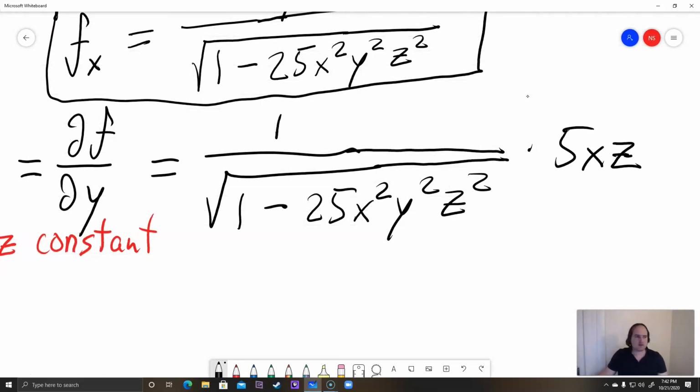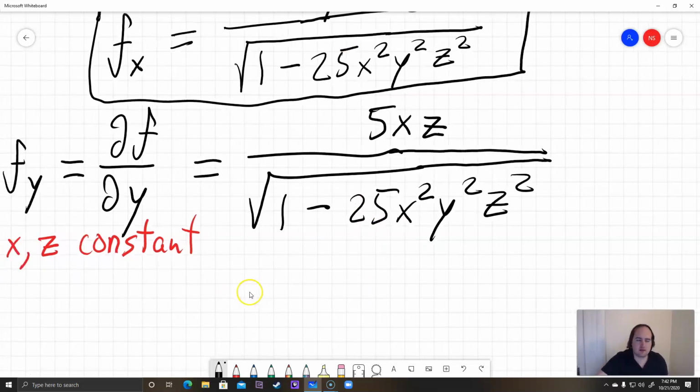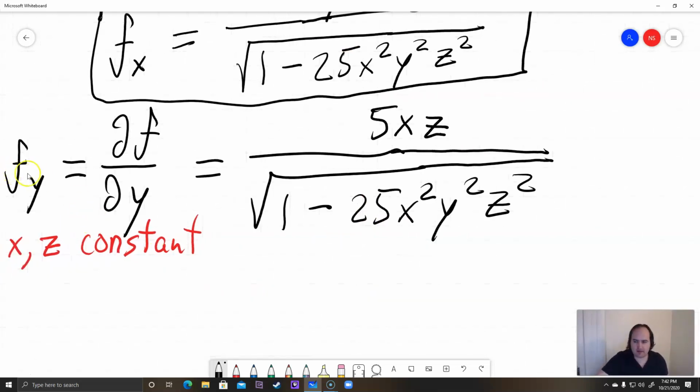And then to write our answer the way they do in my math lab, we're going to go ahead and move the 5xz up to the numerator. Okay? So I'm going to replace that 1 with a 5xz. And then we've got our second derivative here. I probably shouldn't call it second derivative, but this is the derivative with respect to y. So partial f, partial y.